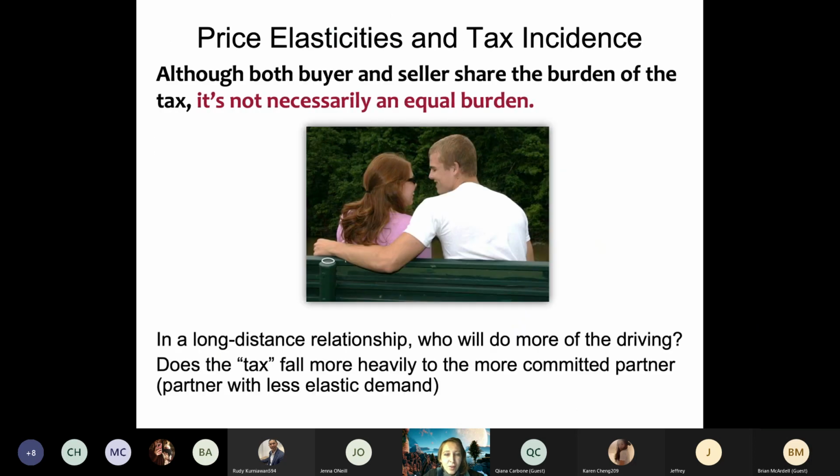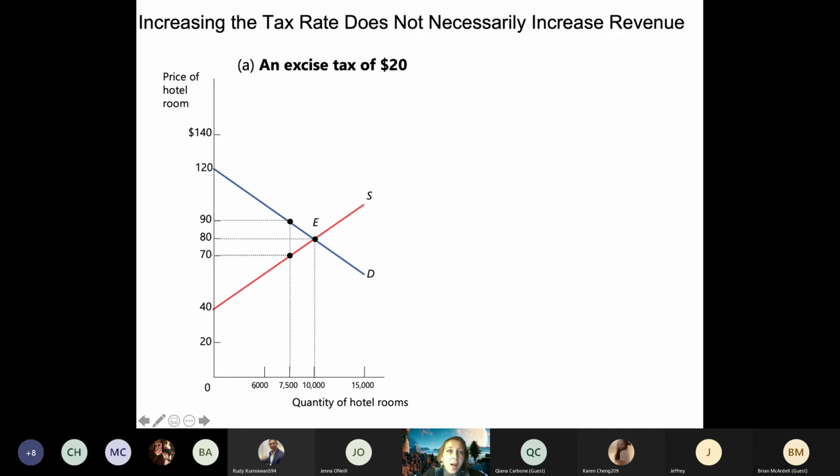This is a comparison with a relationship. Say in a long distance relationship, who will do more of the driving? Whoever demands that relationship more inelastically, right? Whoever is more committed, who loves more. Elasticity of demand in a relationship. Fine.